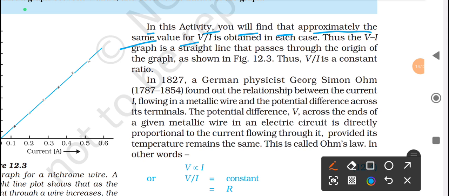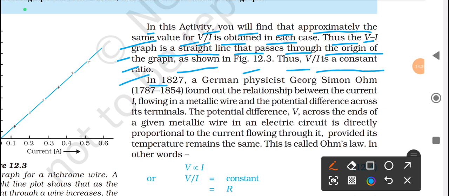In this activity, you will find that approximately the same value for V by I is obtained in each case. Thus, the V-I graph is a straight line that passes through the origin of the graph as shown in figure 12.3. Thus, V by I is a constant ratio.